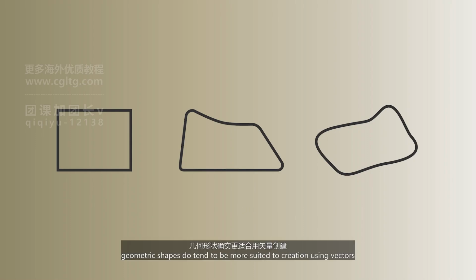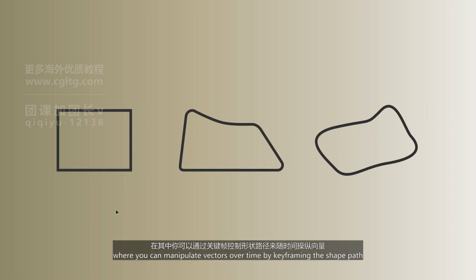Now, geometric shapes do tend to be more suited to creation using vectors, like I've done here in Illustrator, but that's not always the case. And because geometric shapes are more simple, they can be broken down into simple vector coordinates. They are more easily manipulated by animation, especially with the animation tools that we have like After Effects, where you can manipulate vectors over time by keyframing the shape path, for example. Now, as I mentioned, shape language is how we communicate meaning just using shape. Shape design, I'm going to distinguish as being how we construct them to be pleasing. So language specifically is what those shapes are saying.